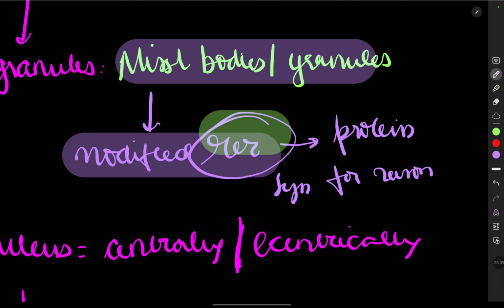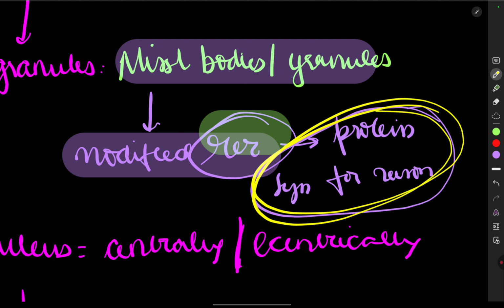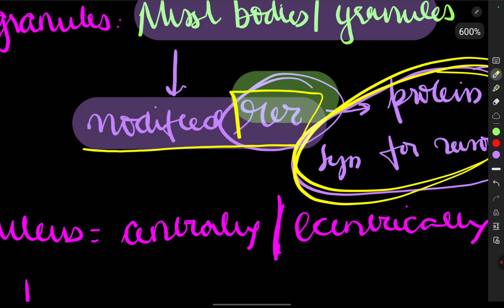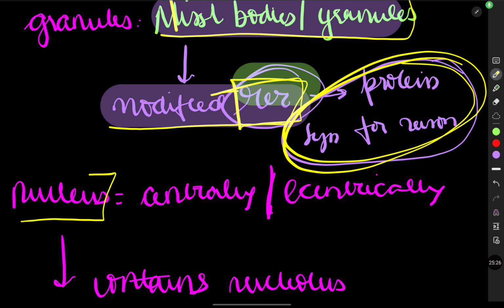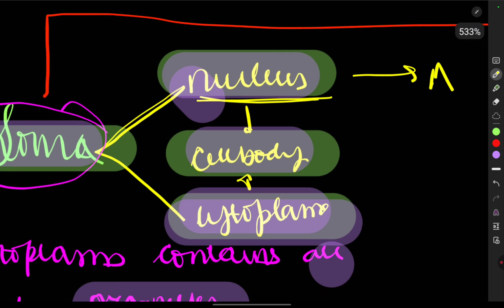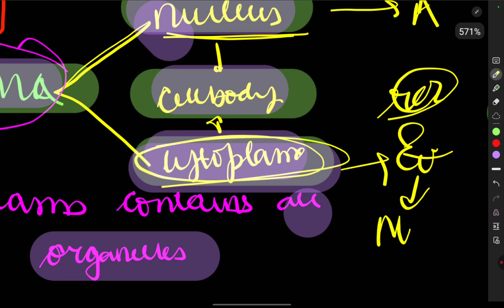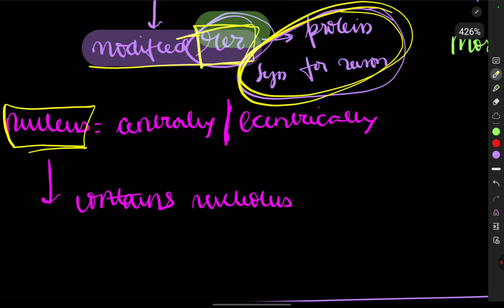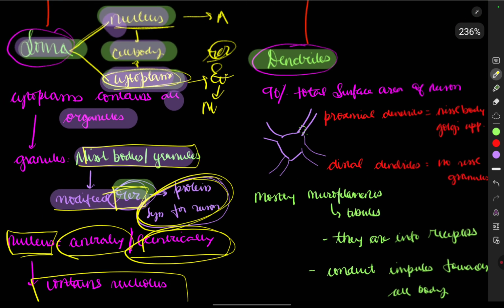These help in the protein synthesis of the neuron. The modified rough endoplasmic reticulum is called the Nissl bodies or the Nissl granules. We saw that the soma contains the nucleus and the cytoplasm. The nucleus contains the nucleolus, and the cytoplasm contains all the organelles and the special modified RER, the Nissl granules, which help in the synthesis of proteins for the neurons. The nucleus can be centrally or eccentrically placed. So this is about the soma.